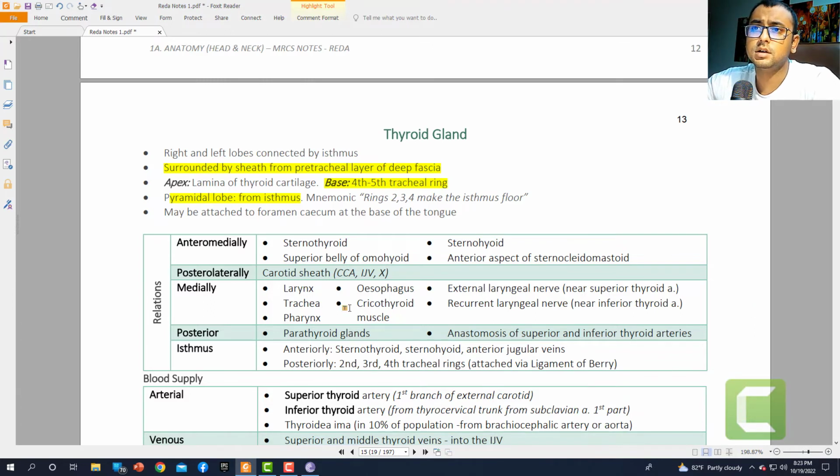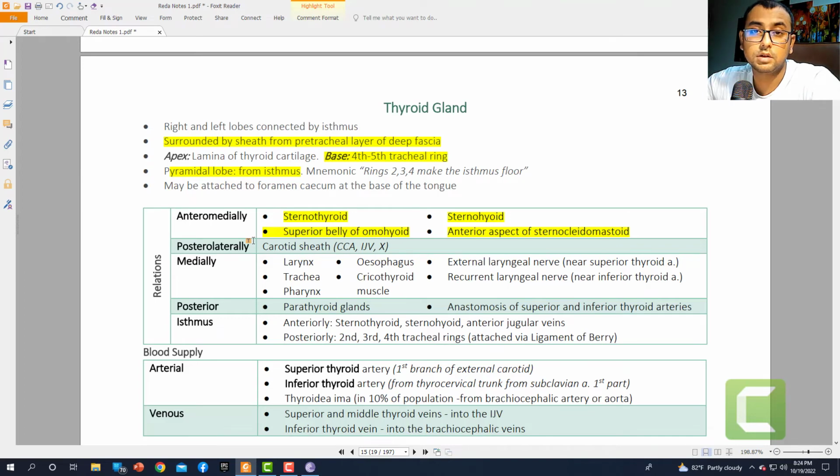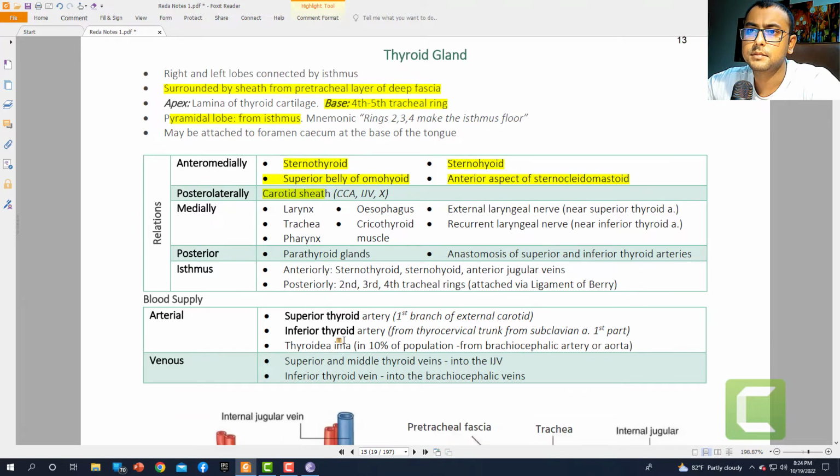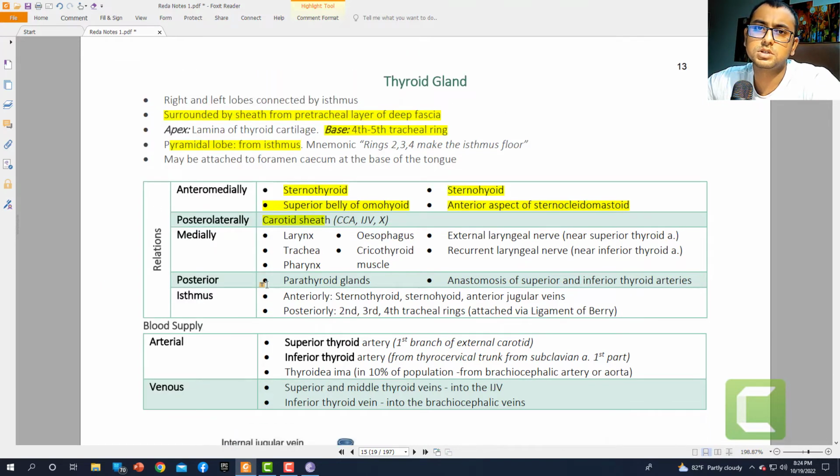Okay, so anteromedially the sternothyroid and the superior belly of omohyoid, and the sternohyoid and anterior aspect of the sternothyroid, sternocleidomastoid, and posterolaterally, that is carotid sheath. So much posteriorly there was parathyroid gland and the anastomosis of the superior and inferior thyroid artery. So parathyroid gland lies posteriorly, and the superior and inferior thyroid arteries.